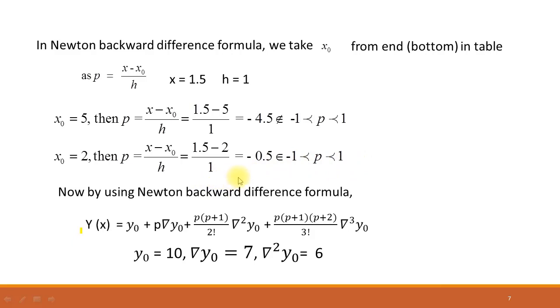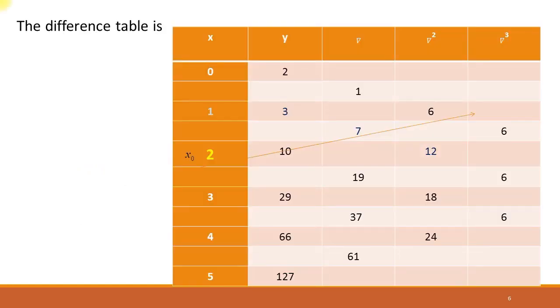Now using the Newton backward difference formula, y of x is equal to y naught plus p del y naught plus p into p plus 1 divided by 2 factorial del square y naught plus p into p plus 1 into p plus 2 divided by 3 factorial del cube y naught. Dear students, note that in the table the position of x naught from the bottom of the table is 4. This is the position of x naught. From the end of the table the position of x naught is 4th.